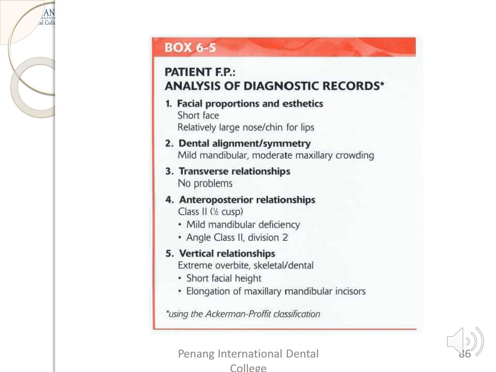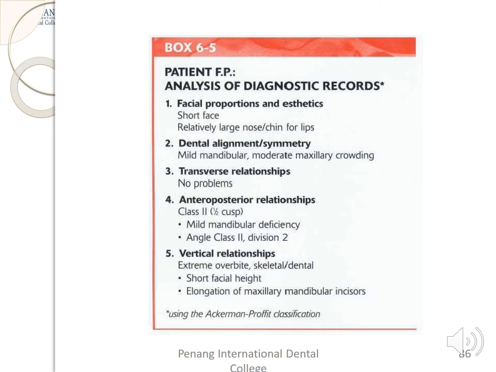Then, based on the Ackermann profit classification, this is the analysis of the diagnostic record. For the facial proportion and aesthetic, patient FP has a short face and a relatively large nose and chin for the lips. For the dental alignment and symmetry, the patient has mild mandibular and moderate maxillary crowding. For the transverse relationship, there is no asymmetry.